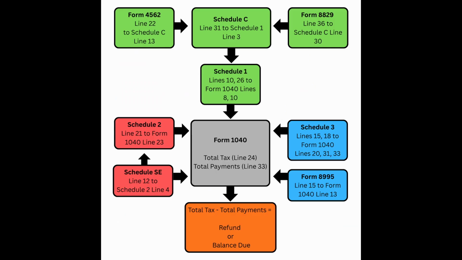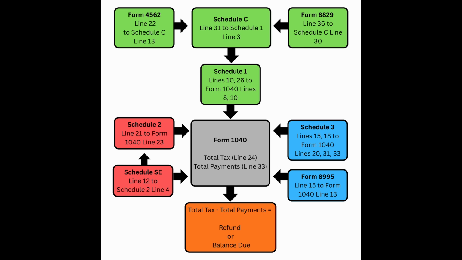Now here's a diagram I made in Canva showing how it all connects, using my color coding to make it easier to visualize. Green is for income, blue is for deductions, red is for taxes, gray for the main Form 1040, and orange for the final outcome. The green boxes represent income and business forms. That's where everything starts. They include Form 4562 and Form 8829, which both feed into Schedule C, then move through Schedule 1, and finally reach Form 1040.